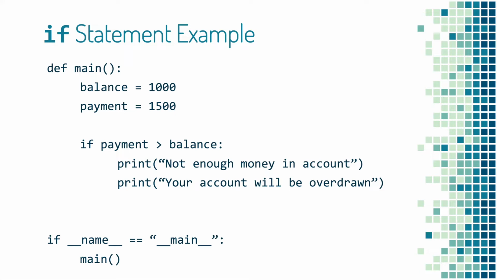And we print "your account will be overdrawn." However, if instead of saying balance is equal to 1,000 and payment is equal to 1,500, we flip them, then it won't actually print that. So let's look at this as an example.